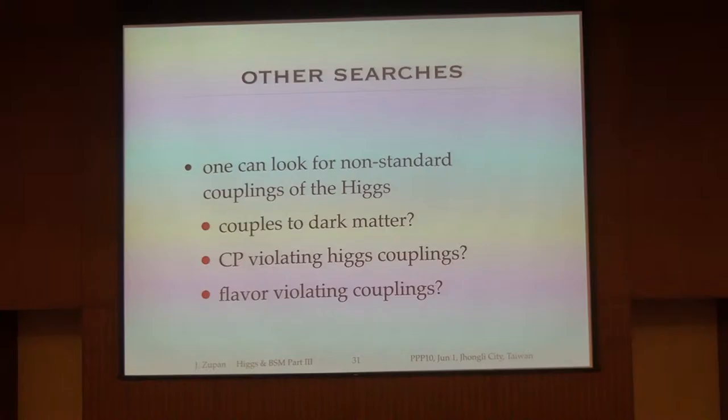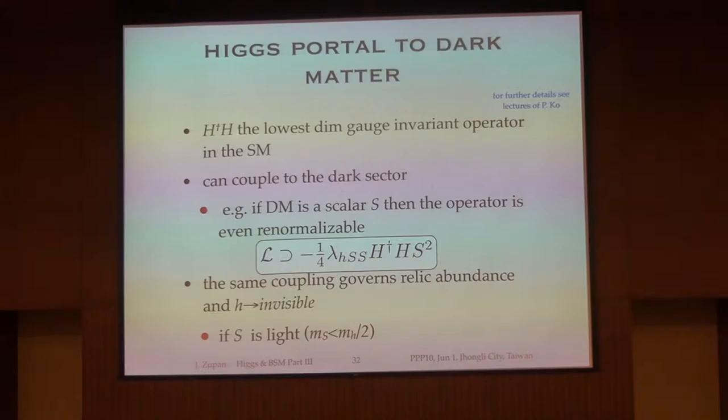Now, the Higgs portal to dark matter was already covered by Professor Koh, so I'll be very quick. The main thing here is that H dagger H is the lowest dimensional gauge invariant operator in the standard model. So if you naturally think about what types of operators you can write down, this will be the part where you would hit the standard model first, just ordering in dimensions. Now, for instance, if you have a scalar S, which is the dark matter, then you already have a dimension 4 operator with a dimensionless coupling, a renormalizable operator.